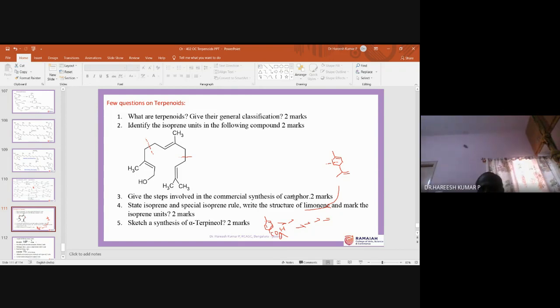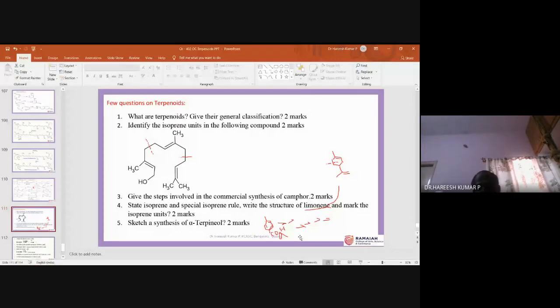That alpha pinene, when it is treated with HCl, will give you bornyl chloride. That bornyl chloride on treatment with sodium methoxide will give you camphene. That camphene, when it is treated with sodium, it is subjected to oxidation by using an oxidizing agent called nitrobenzene, that converts borneol into camphor.